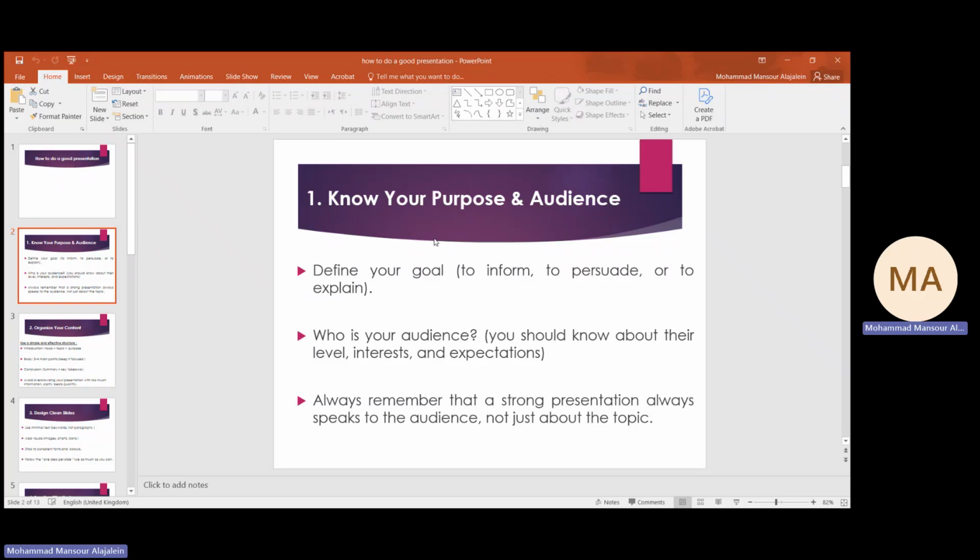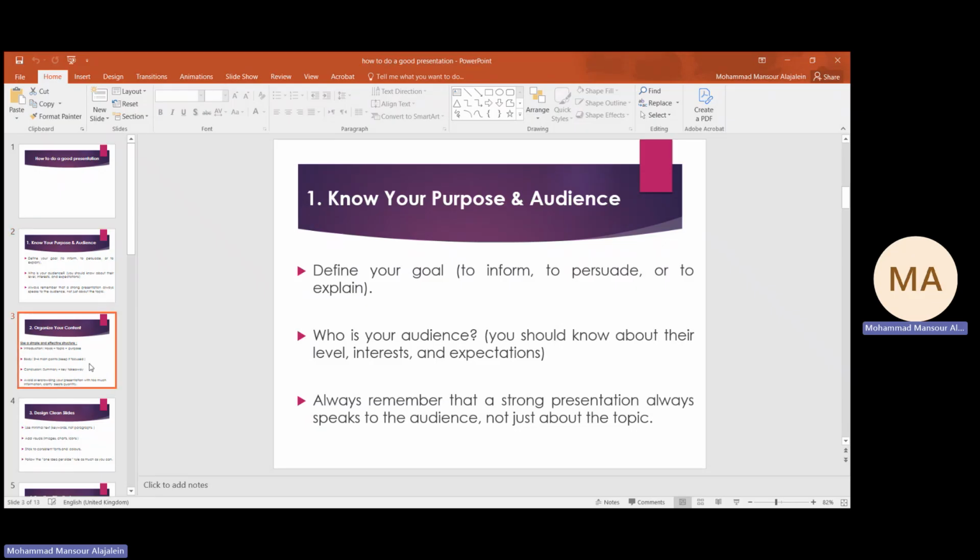And always remember that a strong presentation always speaks to the audience, not just about the topic. So the main interest in a presentation is to speak to the audience, not to focus on the topic. Of course, this depends on the situation where you do the presentation and for what purpose. Every time, make sure that your audience is very important when you do your presentation.